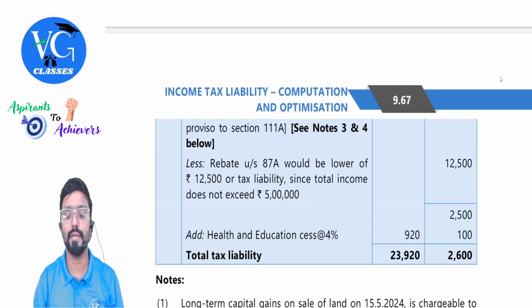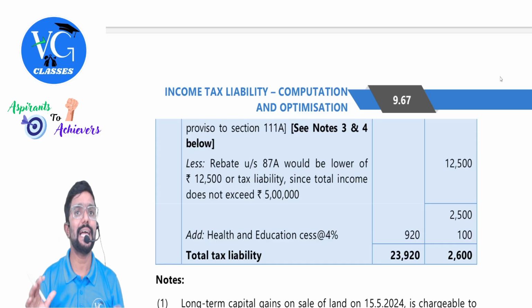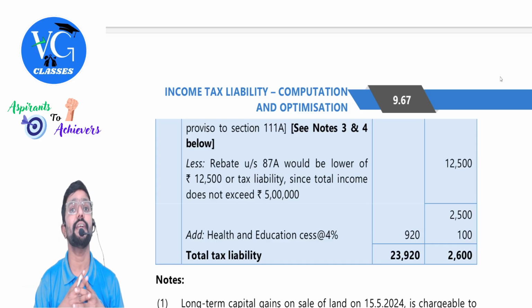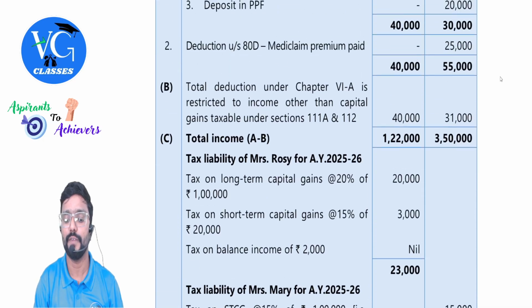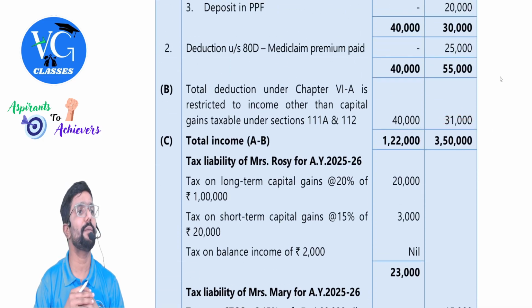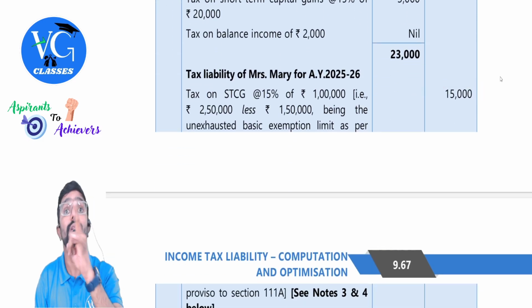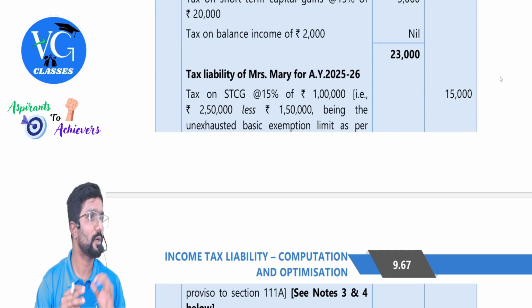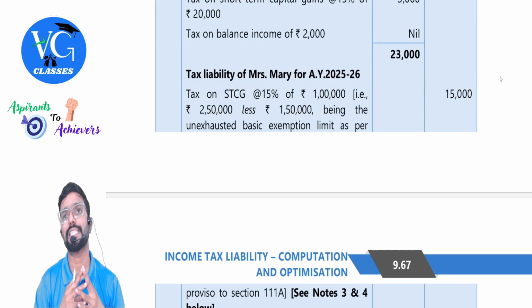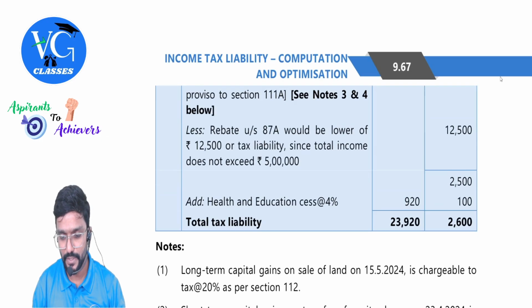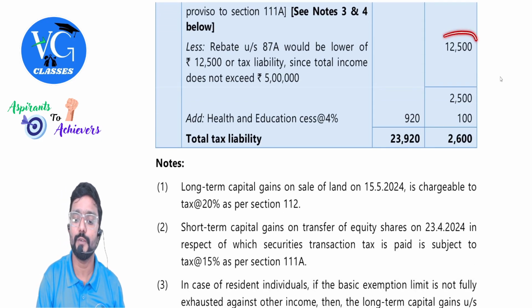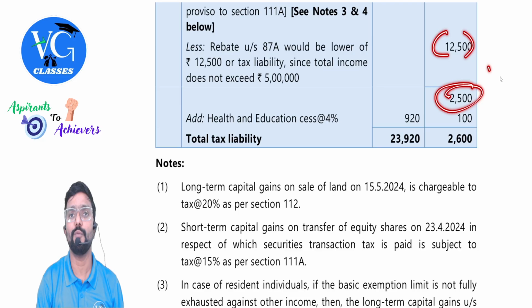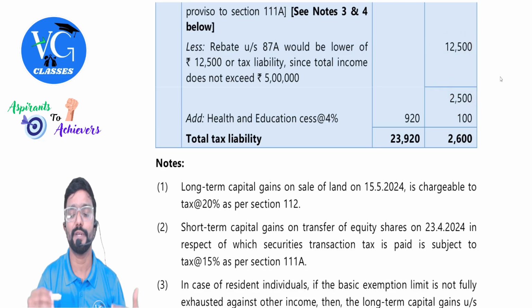So what is her gross tax liability? 15,000. As she is the resident, can she claim a rebate? Yes. How much is the total income? Within 5 lakh. Is she eligible for a rebate? Yes. Under optional scheme, actual tax liability or 12,500, whichever is lower. Correct? 12,500 or gross tax liability, whichever is lower. So 15,000 or 12,500, whichever is lower, 12,500. Remaining is how much? 2,500 plus 4% cess.